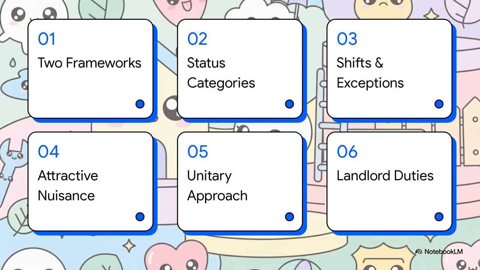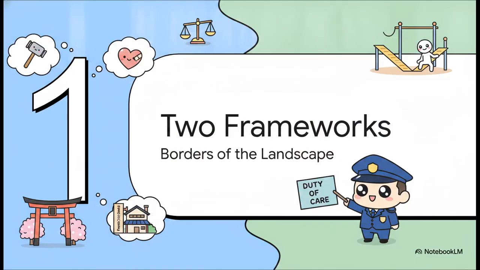Here's our roadmap for today. We'll start with the two premises liability frameworks, then look at common law status categories, followed by dynamic shifts and exceptions. After that, we'll cover the attractive nuisance doctrine, move into the unitary approach, and wrap up with landlord and off-premises duties. This structure is going to organically guide you from the rigid, historical common law rules straight through to the modern negligence standards. All right, Section 1, two premises liability frameworks, looking at the borders of the legal landscape.